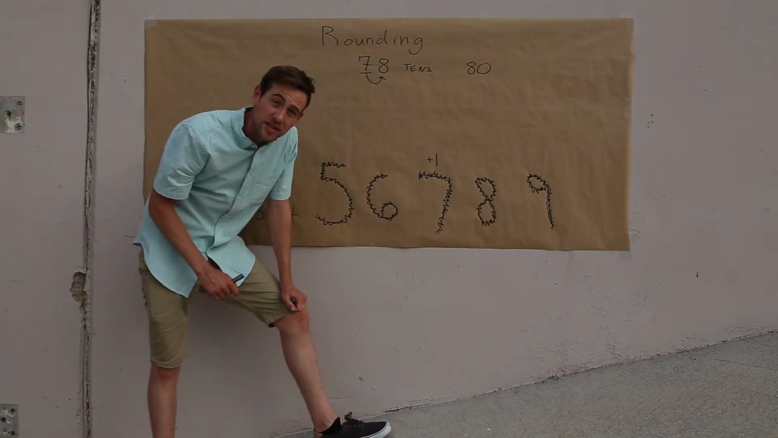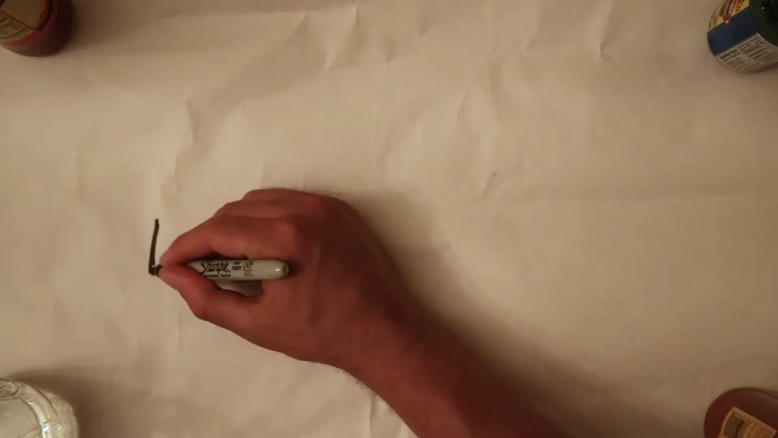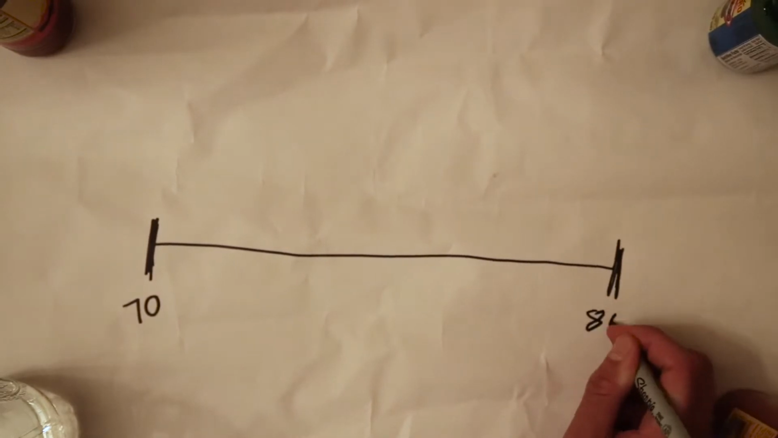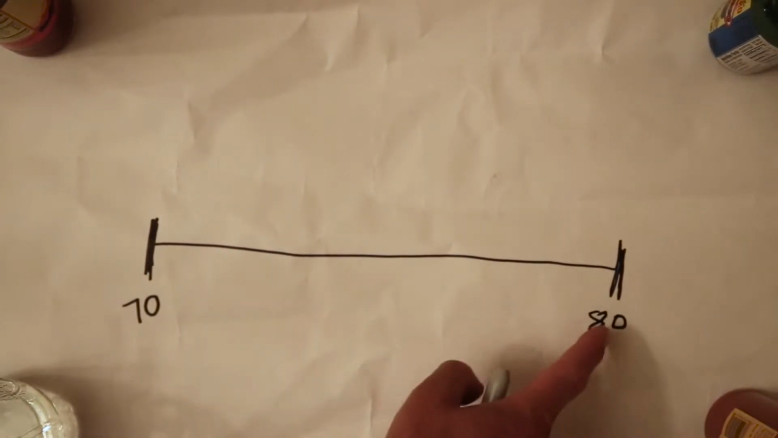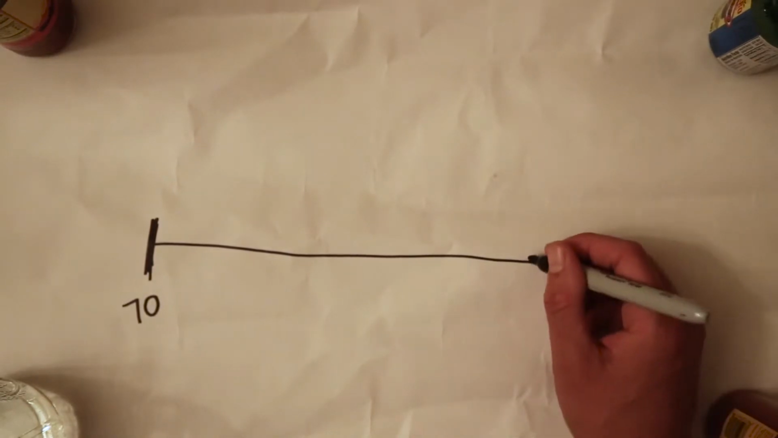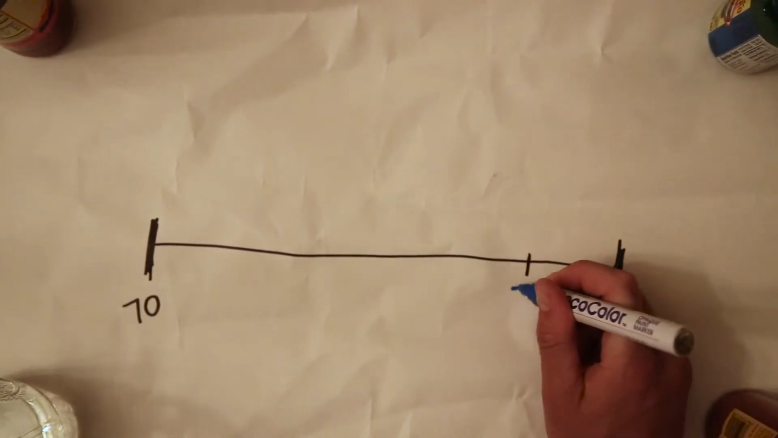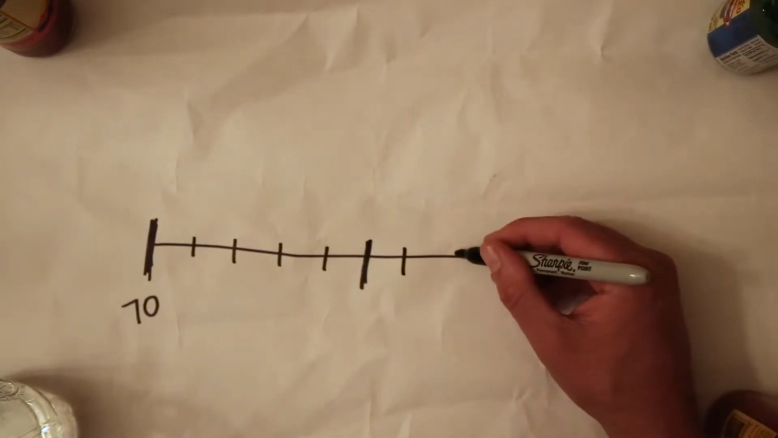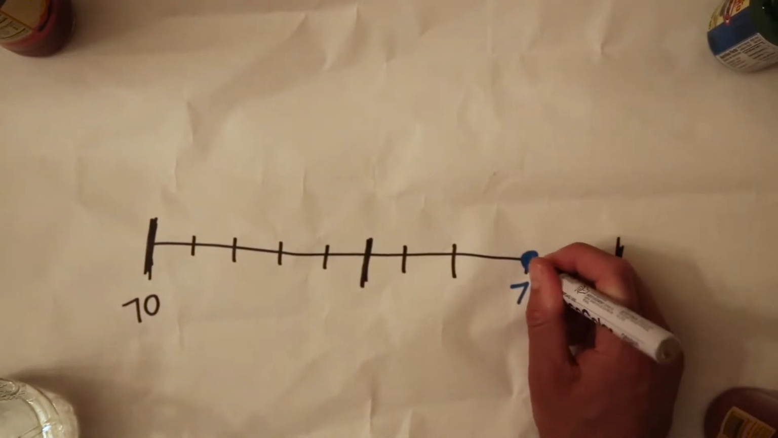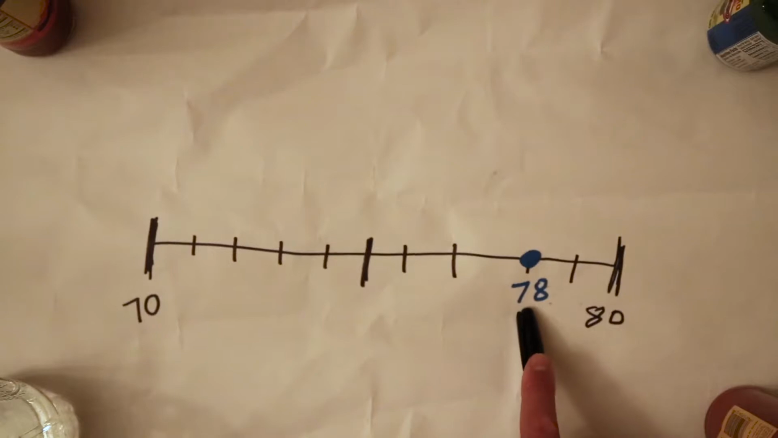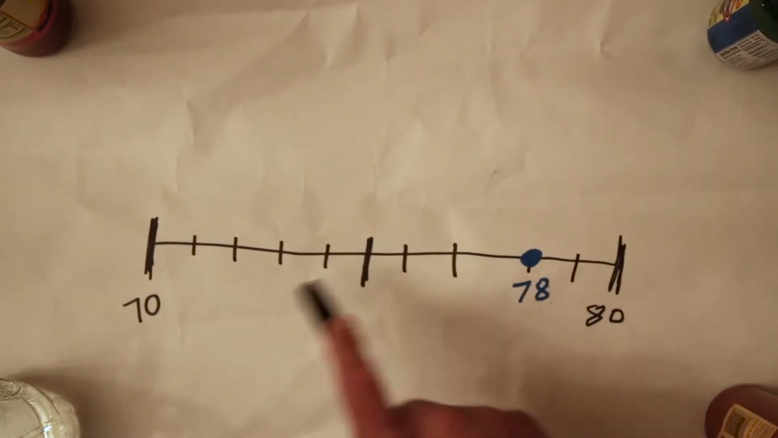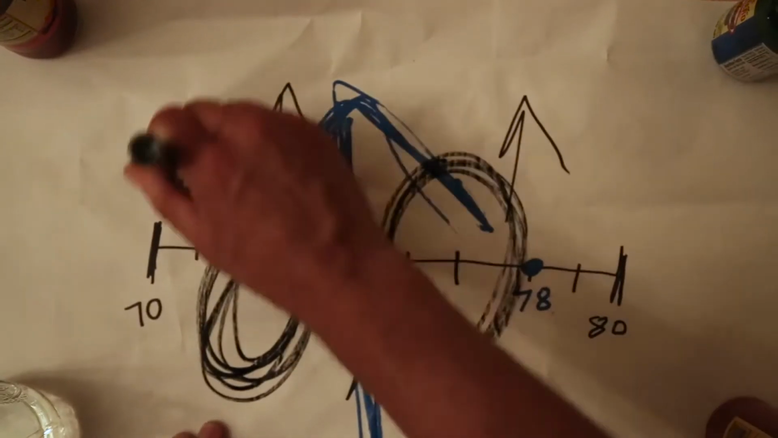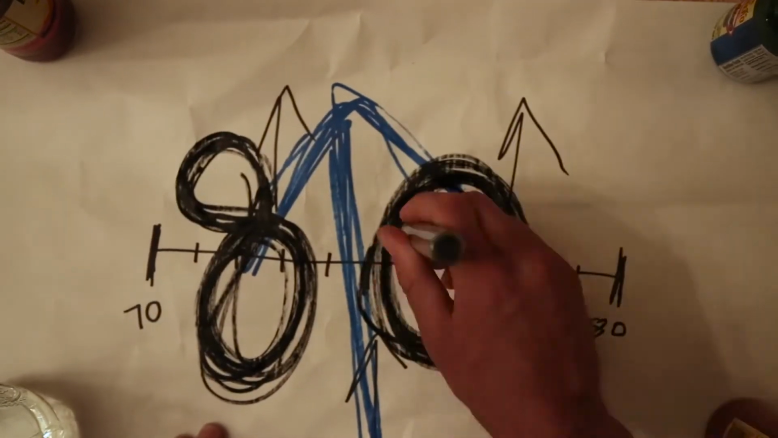So now let's take a look at this number on the number line. We go from 70 to 80. The number we're looking at is 78. 78 is right here, and 78 is closer to 80 than it is to 70. So you're going to round up from 78 to 80.